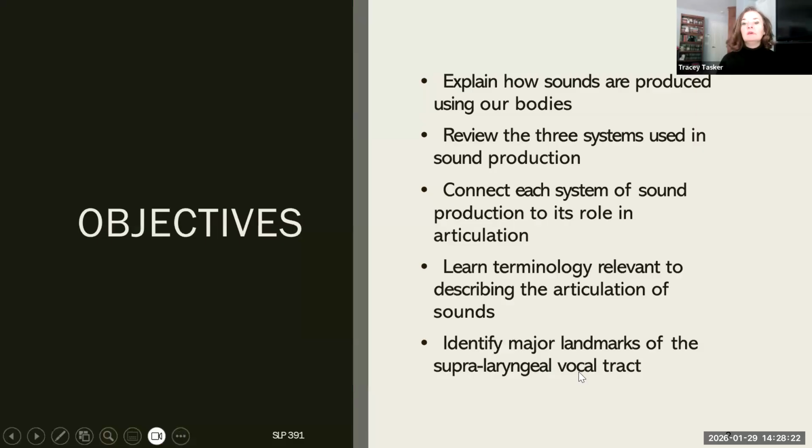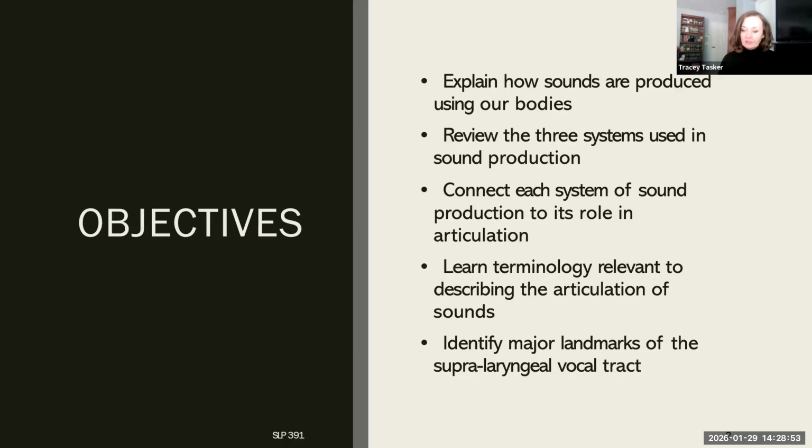So what we're going to be talking about today is how sounds are produced. We're going to be reviewing the different systems that are used: our respiratory system, our laryngeal system, and our supralaryngeal system. We're going to talk about different terms related to the anatomy and physiology involved in speech production, and also identifying landmarks in the vocal tract.